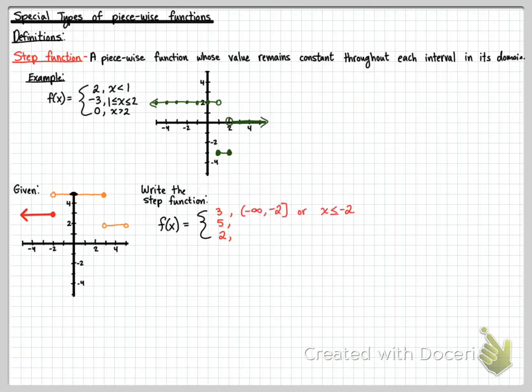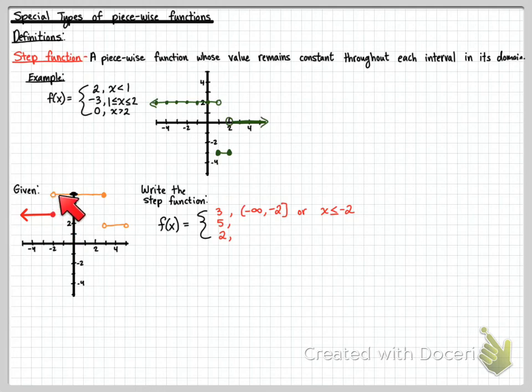So here, we can write it as an inequality or as an interval notation. So where it equals 3, notice it's going to the left forever, and we're talking about our domain, so our x. So negative infinity, and it stops here at negative 2. It gets a bracket because this is a closed circle. So negative infinity to negative 2, or x is less than or equal to negative 2, if we want to write it in inequality notation. Then we're going to jump up to 5 here.